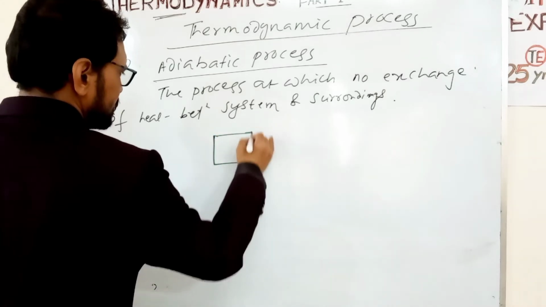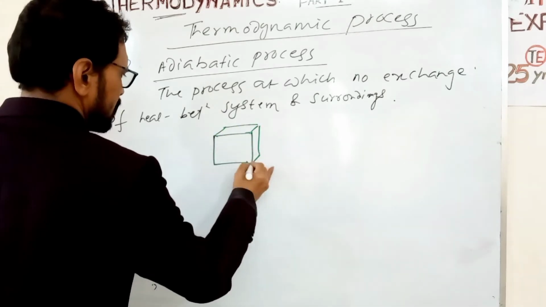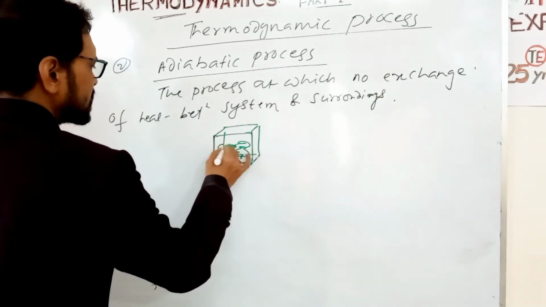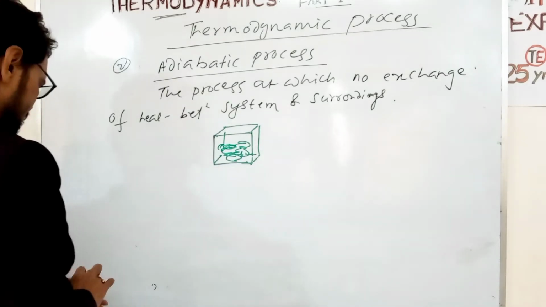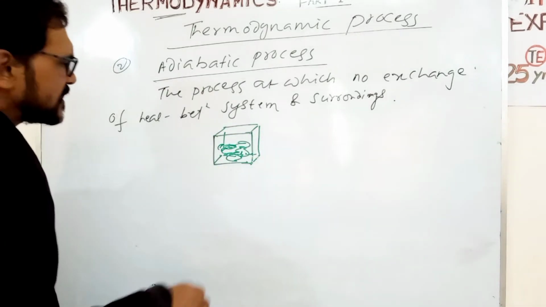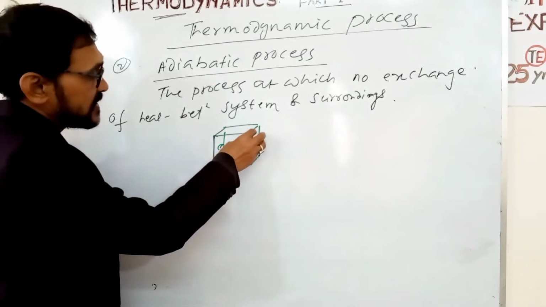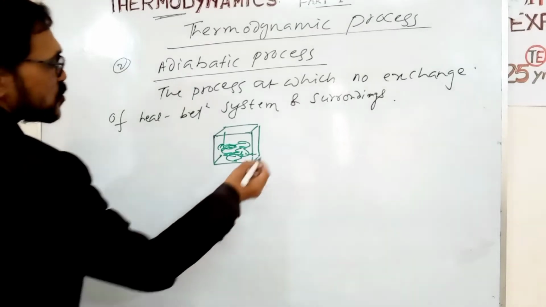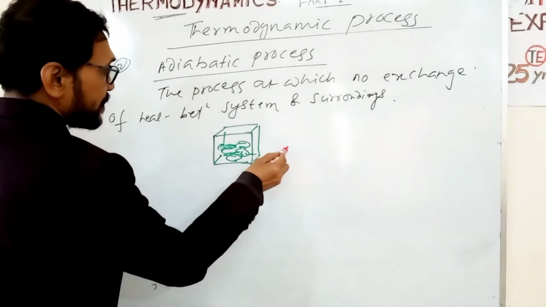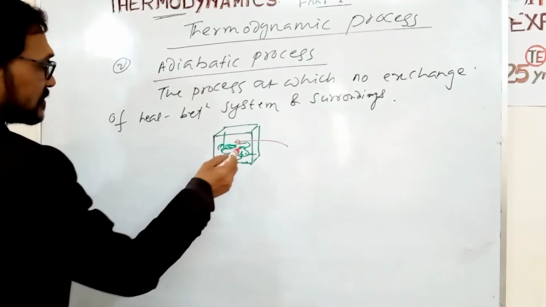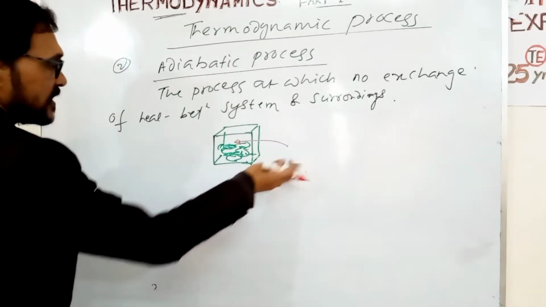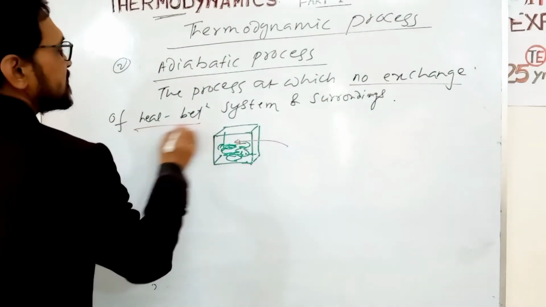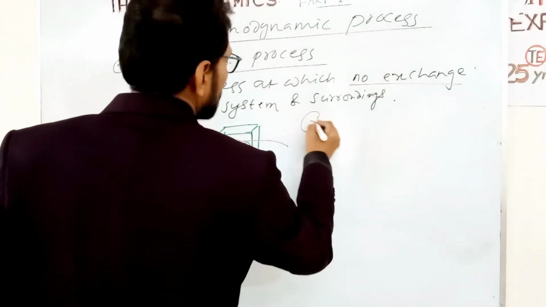In an ice cream box, some ice cream is contained in the container. This box is insulated by thermocol. As the whole box is insulated by thermocol, no heat enters from the outside to the inside. That is, no exchange of heat between system and surroundings. That is, here Q equal to 0.